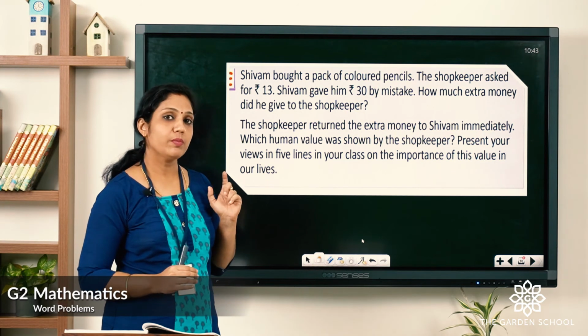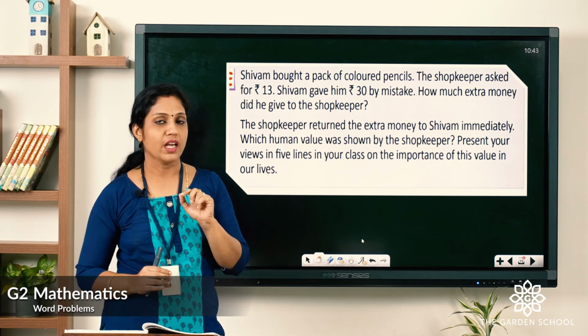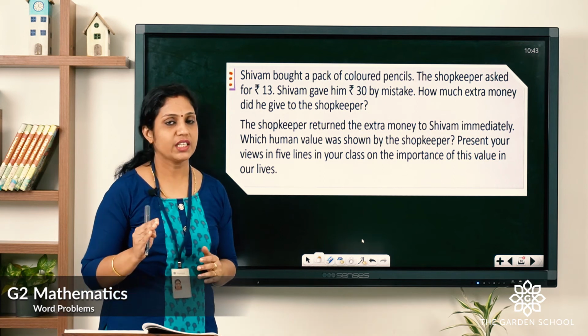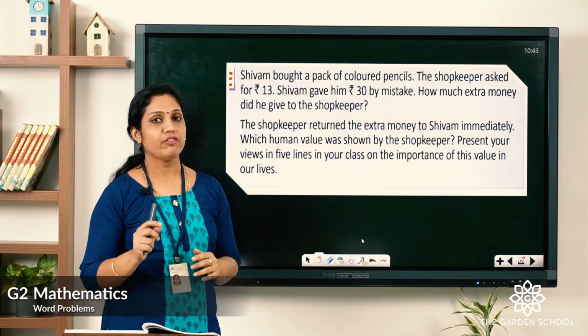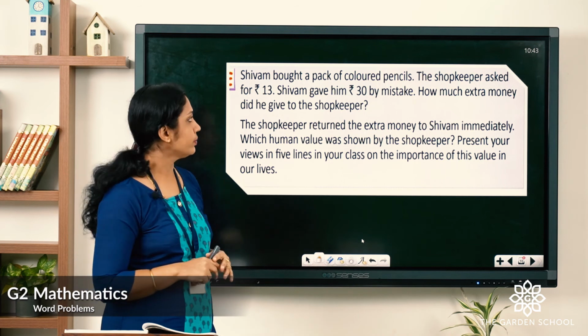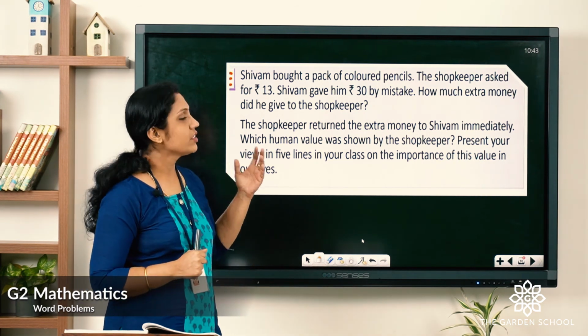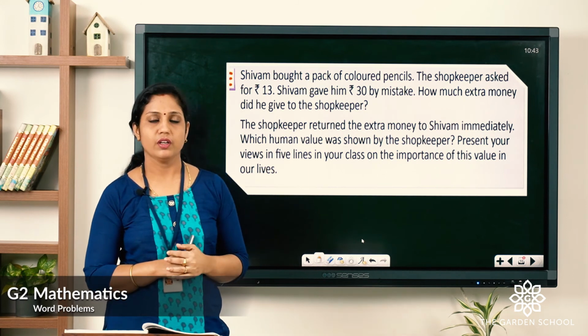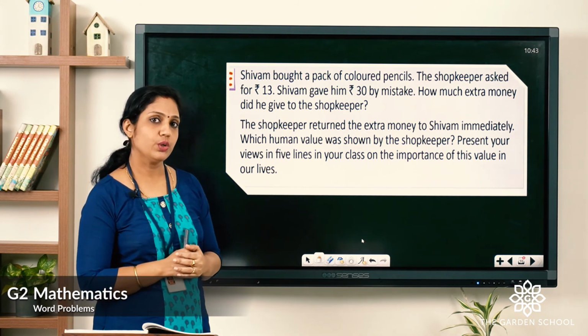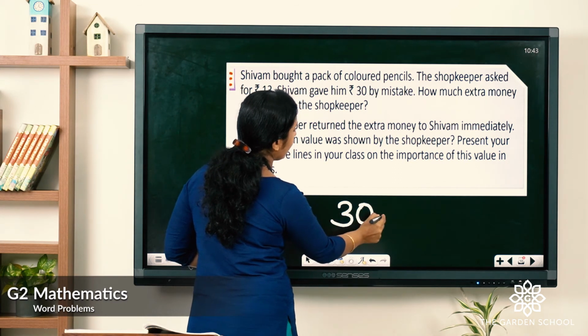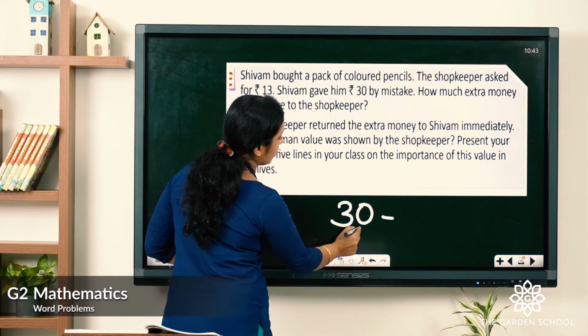The shopkeeper said it's 13. And Shivam heard that as 30 rupees. And he gave away 30 rupees to the shopkeeper. So was it correct? No. He gave more rupees to the shopkeeper. Now how much extra money did Shivam give to the shopkeeper? For finding out what we should do, we can subtract 30 minus 13.